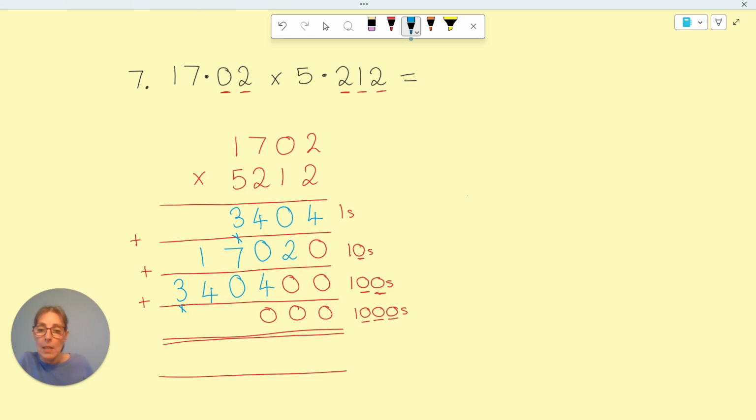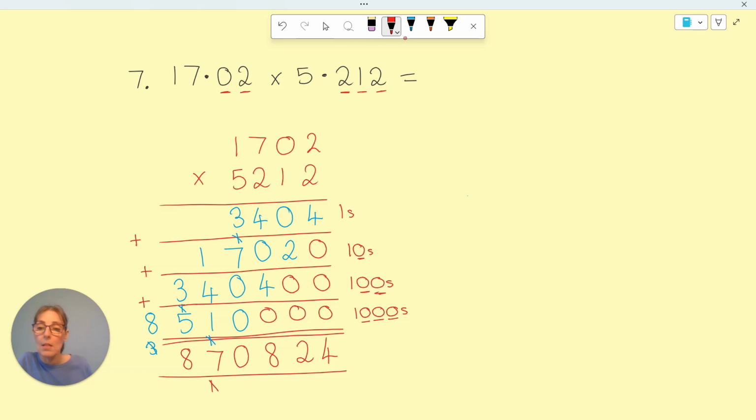5 times 2 is 10. 5 times 0 is 0 plus 1 is 1. 5 times 7 is 35. And 5 times 1 is 5, 6, 7, 8. Okay, so let's answer that. So 4, make sure it's clear, 0, 2, 4, 4, 8. 3 add 7 is 10. 4, 5, 6, 7. 5, 6, 7, 8.